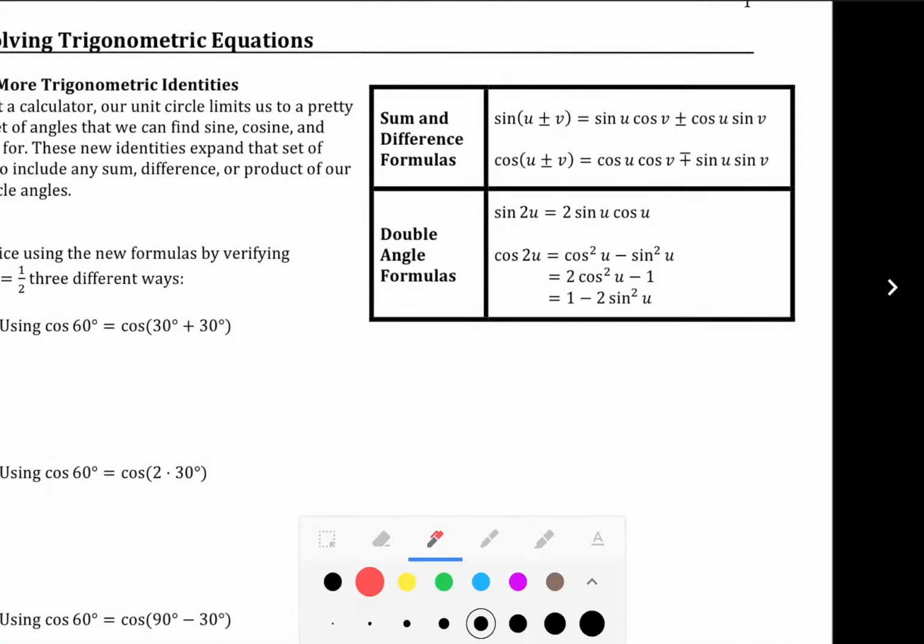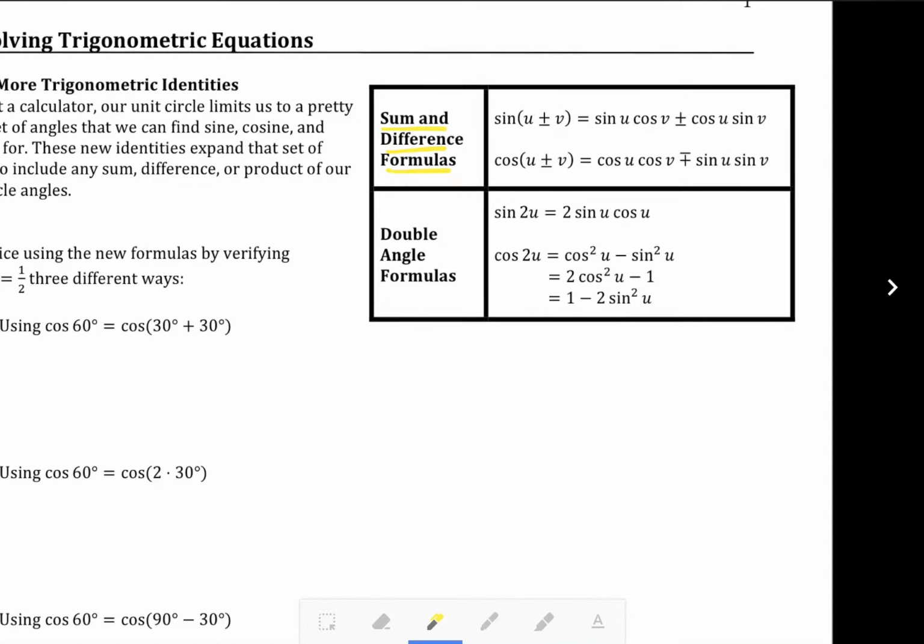You are now being introduced to some brand new formulas. These are called the sum and difference formulas, meaning any angles in our unit circle, we can add them together, we can subtract them, and still find the sine and cosine. Here are the double angle formulas. Any angle on our unit circle, we can double it and still find the sine and cosine. So why are these useful? Our unit circle has a very, very limited number of values. This is widening that list of angles we can now use.